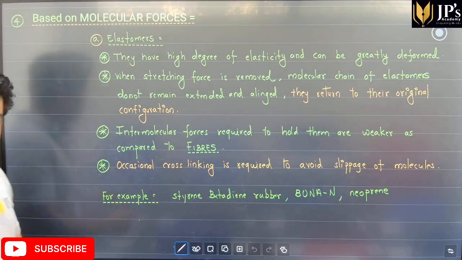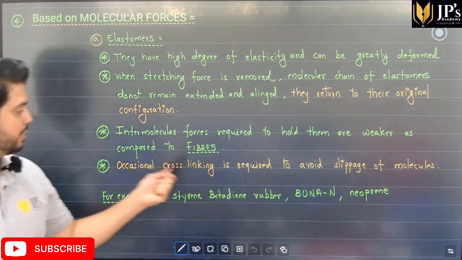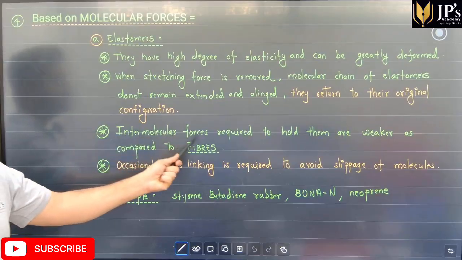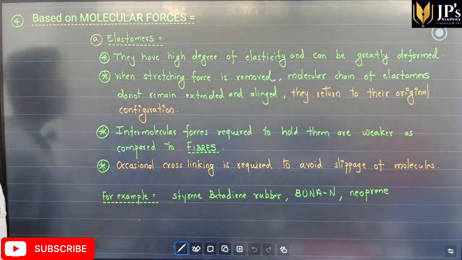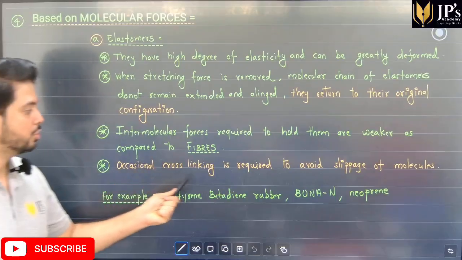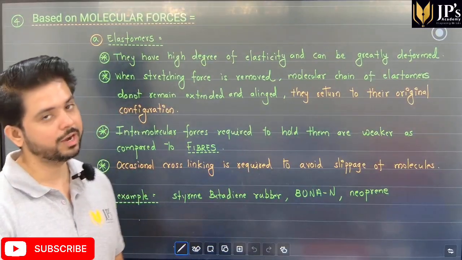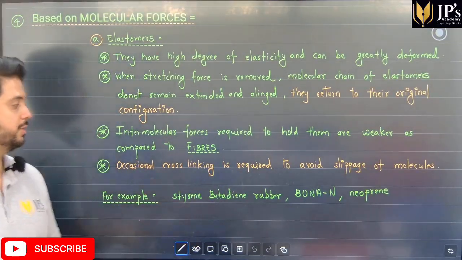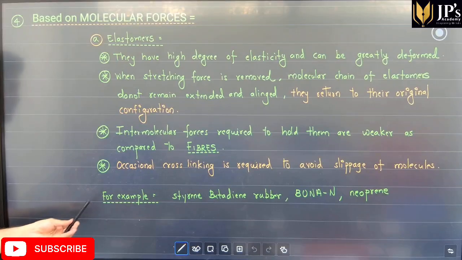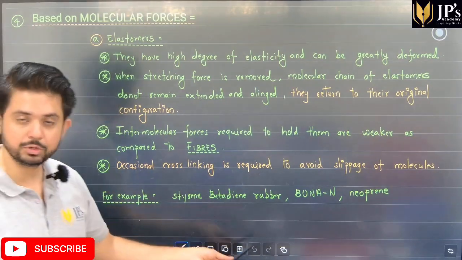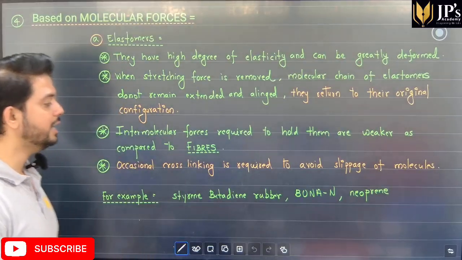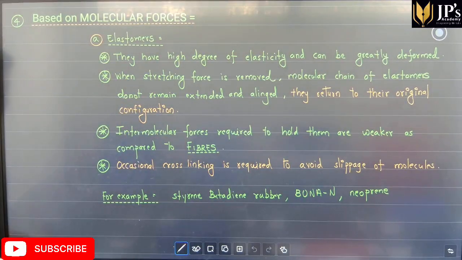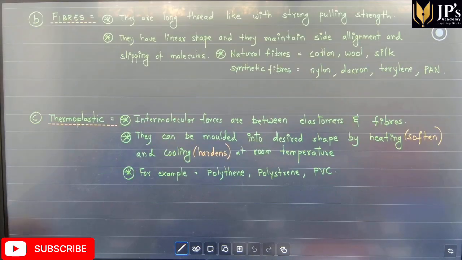When you compare their intermolecular forces with that of fibers, intermolecular forces required to hold them are weaker when you compare that with fibers. Occasional cross-linking is also required to avoid the slipping of molecules. Some common examples will be styrene butadiene rubber, which is Buna-S, which we just did, Buna-N and Neoprene. All the three examples are examples of rubber polymer.